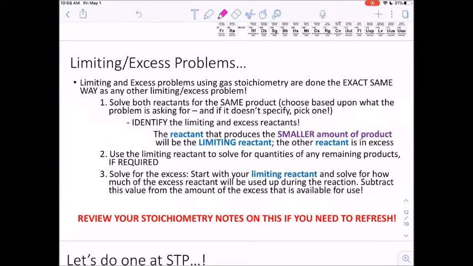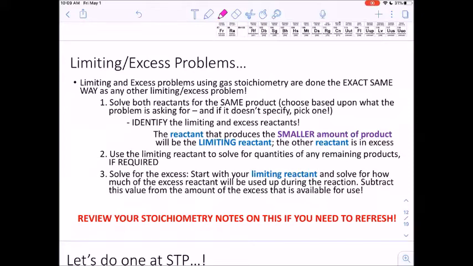So you pick one, and if the problem specifies, great, then you do the one the problem is asking for. If not, just pick one of those products, solve both of the reactants for that same product. Then you're going to identify which one is limiting, which is excess. The limiting is the one that produces the smaller amount of product. I want to be very clear here that it is not the product that is the limiting, it's producing the smaller amount of product. So the one that you started with that produced the smaller product, that is your limiting reactant. Reactants are on the left side of the equation. The other one is going to be considered in excess, meaning I have extra of it, it's not going to run out, and when I'm done, there's going to be some left over.